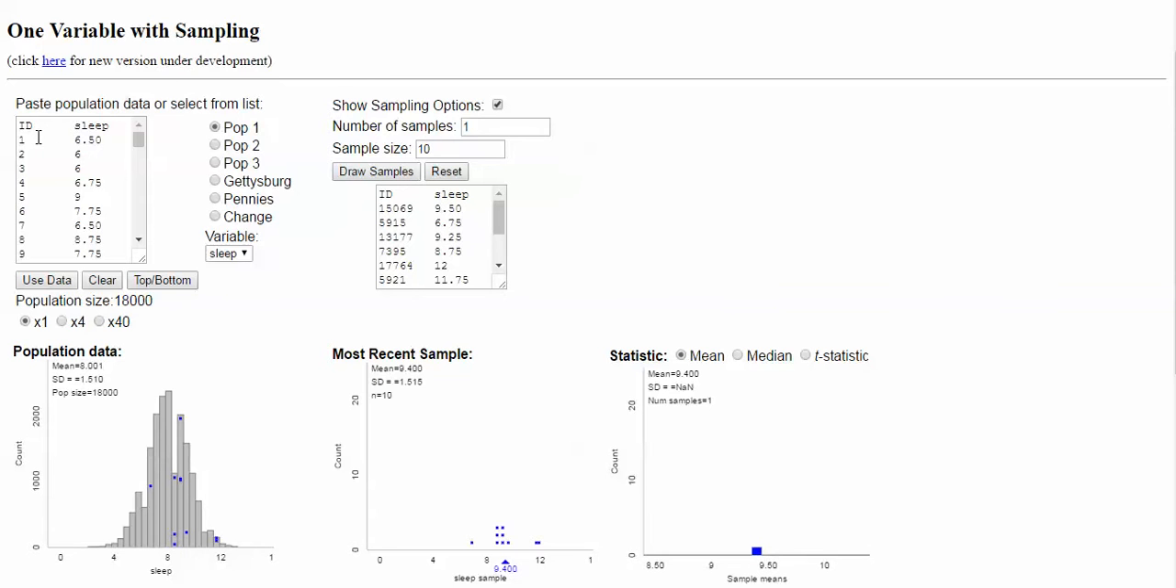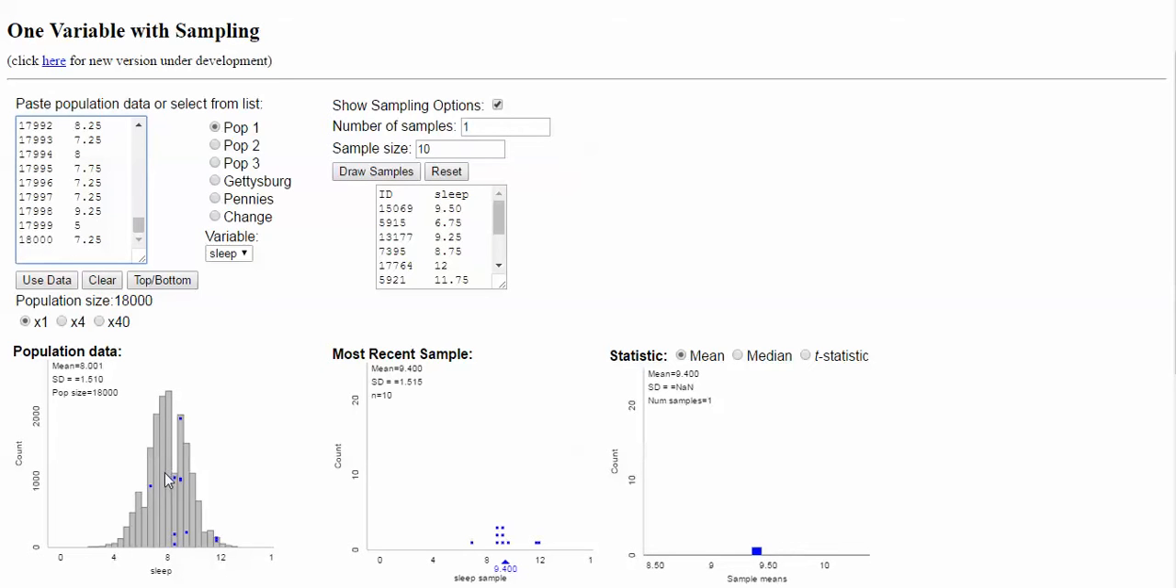Right here, in this window, you have a population of 18,000 people. Their ID numbers go from person 1 all the way up to person 18,000. This window is showing the hours slept per night by each person in the population. So person 1 is getting 6.5 hours of sleep per night, person 2 is getting 6 hours of sleep per night, and so on, all the way down to person 18,000, who's getting 7.25 hours per night.